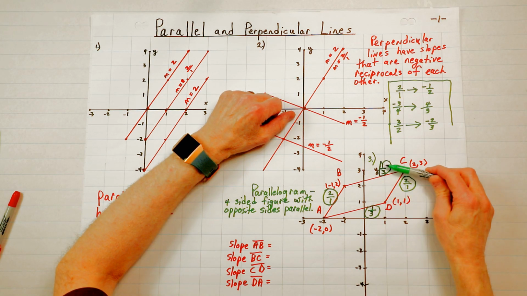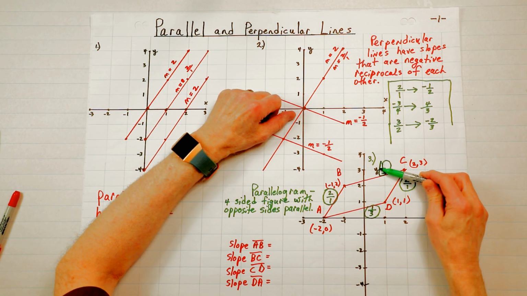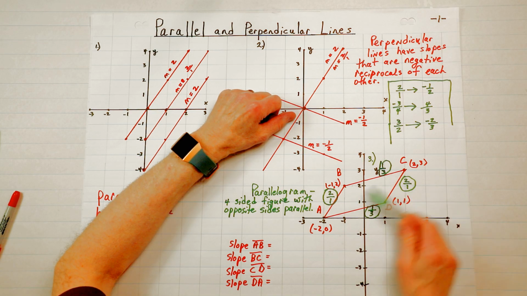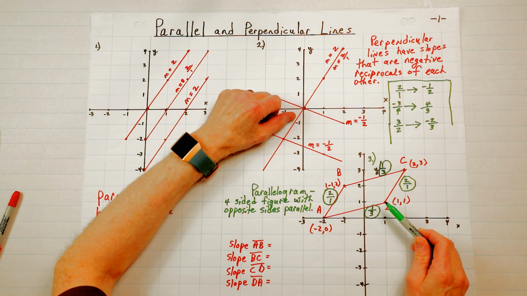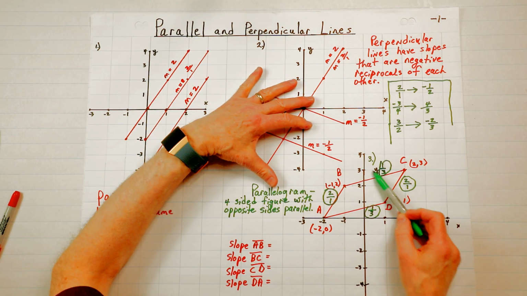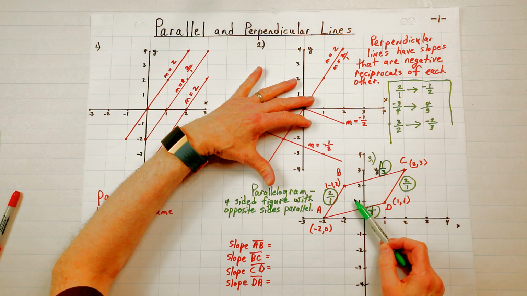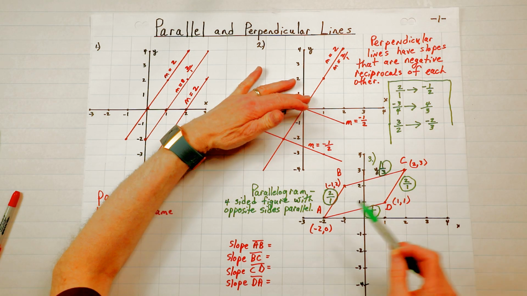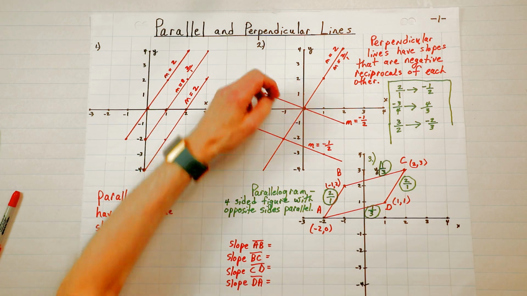So what does it tell us about these 2 sides? The slopes are equal, therefore these 2 lines are parallel. So we have opposite sides in this four-sided figure. Opposite sides have equal slopes, therefore opposite sides are parallel. Therefore, this is a parallelogram.